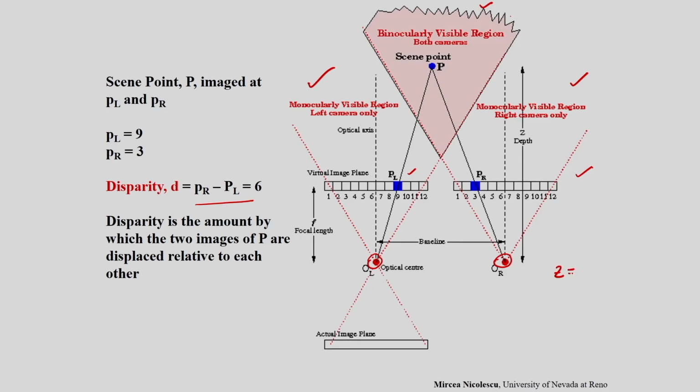So what is the equation? Z is equal to BF divided by D. D is the disparity and B is the distance between the camera projection centers. So by using this equation you can find the depth information.